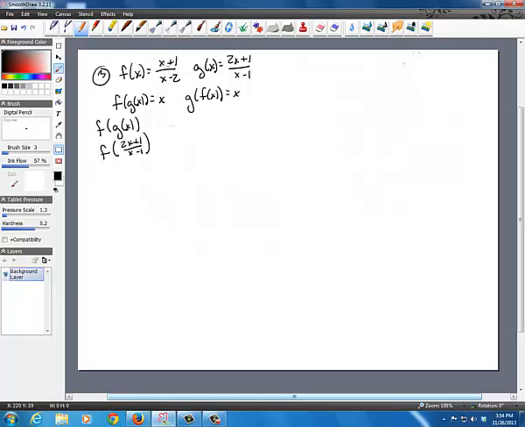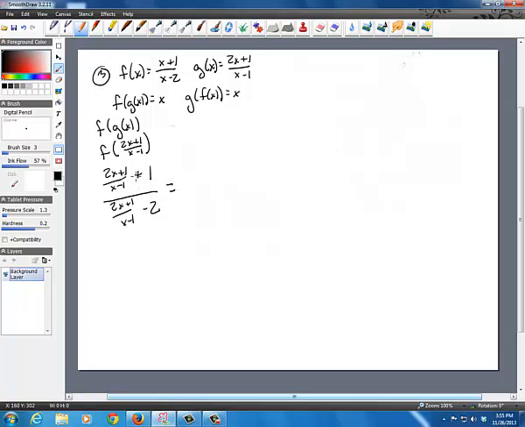So here's my f function. In place of the x, I'm going to put all of this. So I'm going to put (2x plus 1) over (x minus 1), and then I have a plus 1 also on top. And on the bottom, in place of this x, I'm going to have (2x plus 1) over (x minus 1), and then I have a minus 2 on the bottom.